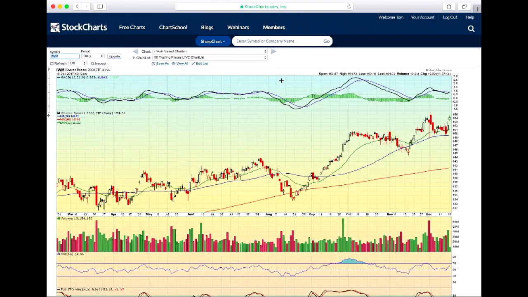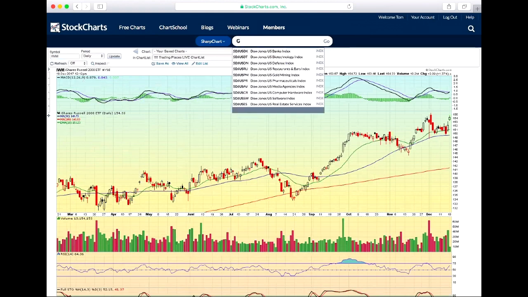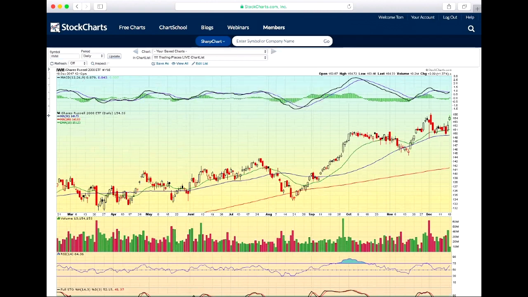A few more things to talk about before we get into our Monday setups. First, another group in the consumer discretionary space, which is hotels, making a really nice breakout. If I can get it typed in correctly.